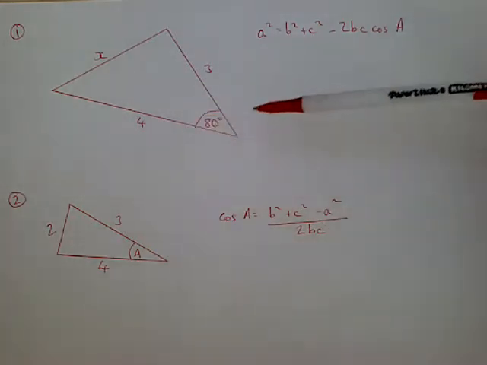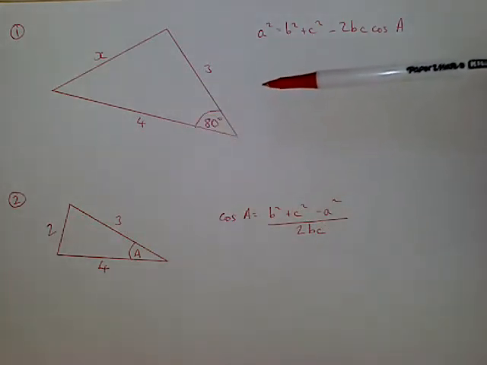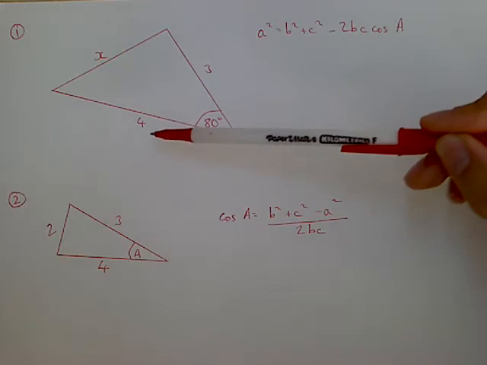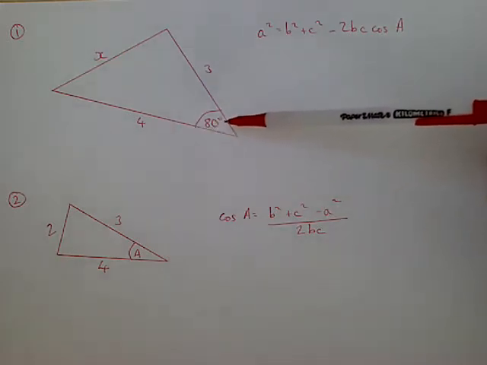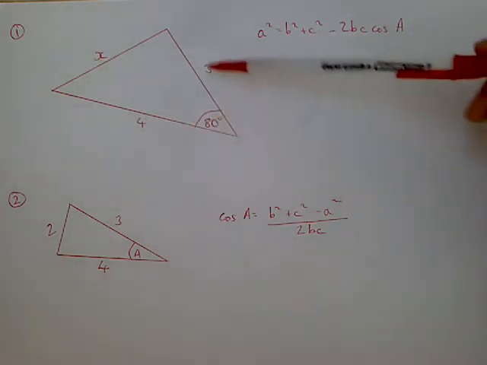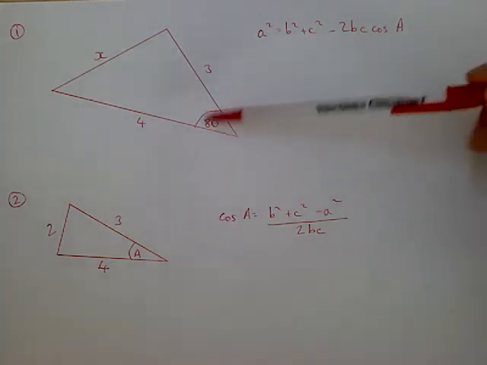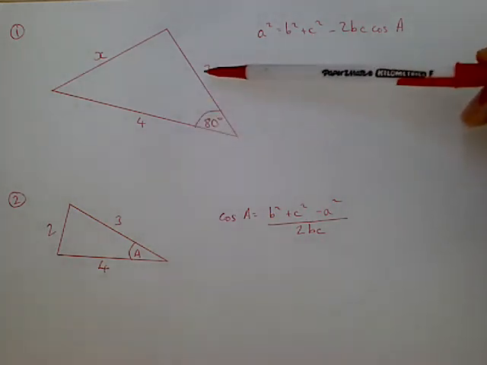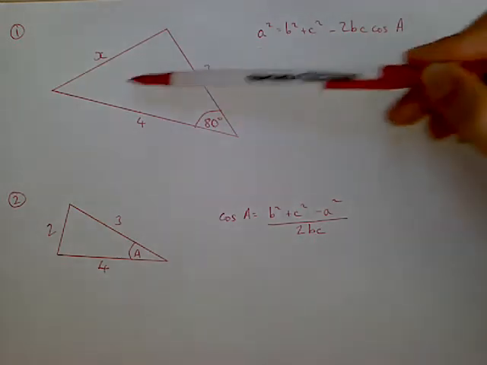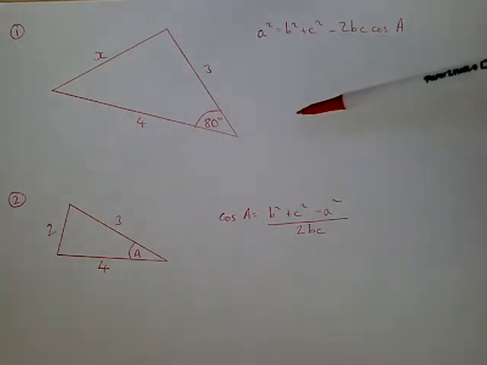The reason we can use the cosine rule in this particular example is because we've got a situation where we know an angle and we know two sides that go around the outside of that angle. So we call this the included angle, the angle that's between these two sides. If I then want to work out the side opposite, I'll be able to do that using the cosine rule.